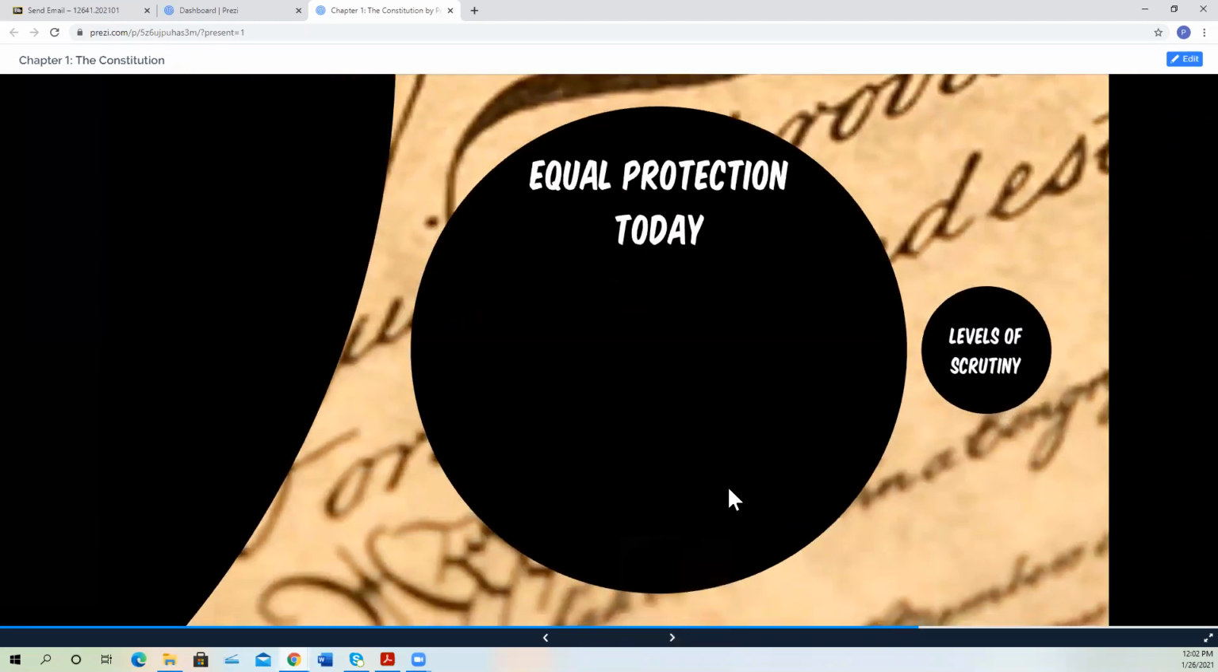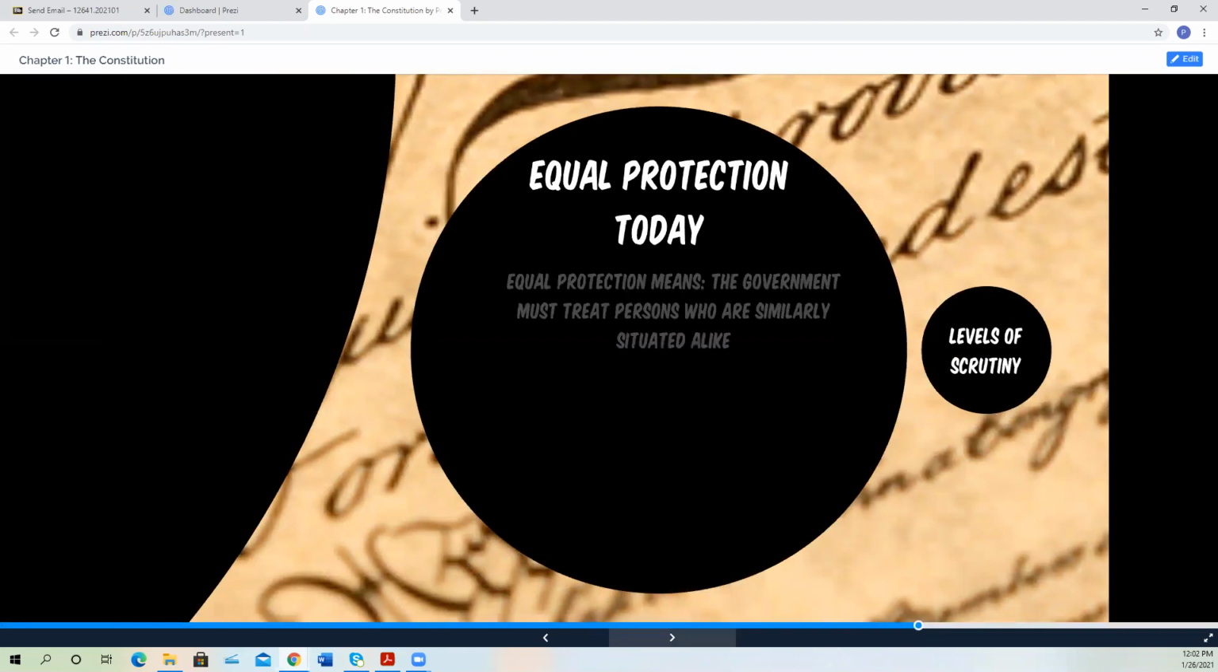So where we stand today with equal protection. This is where you're going to learn a bunch of tests right now. So equal protection means the government must treat persons who are similarly situated alike.